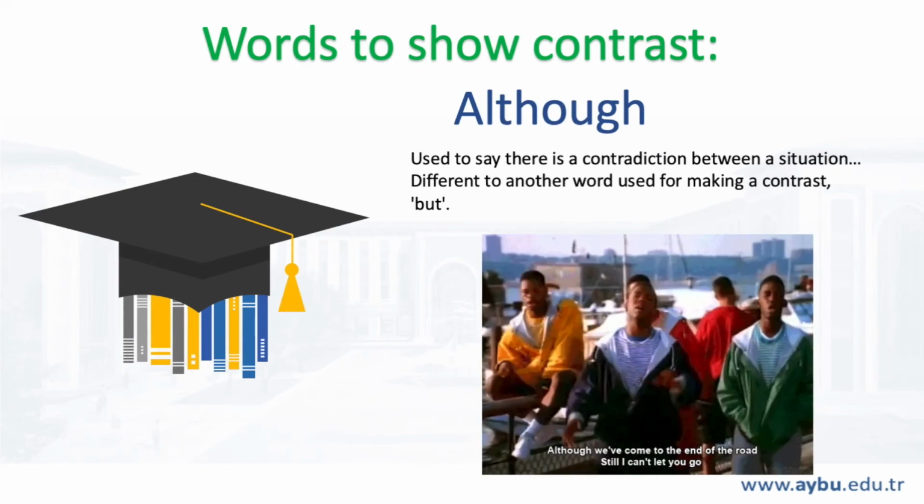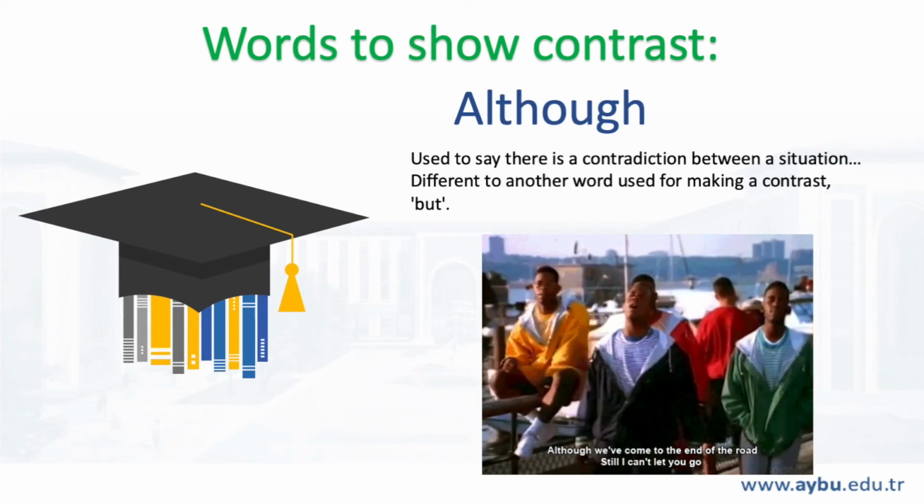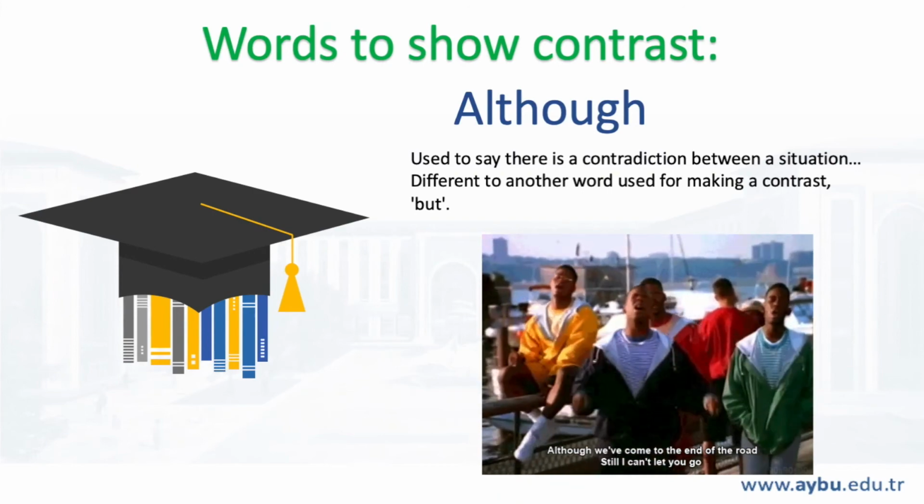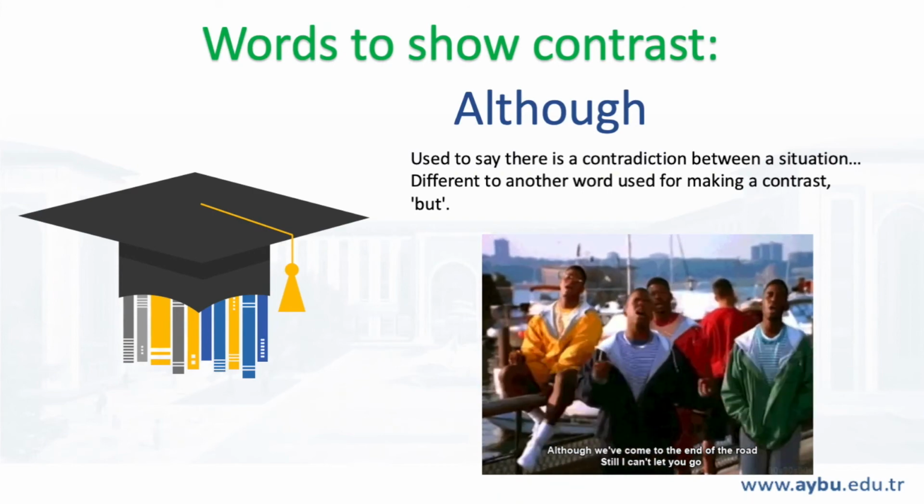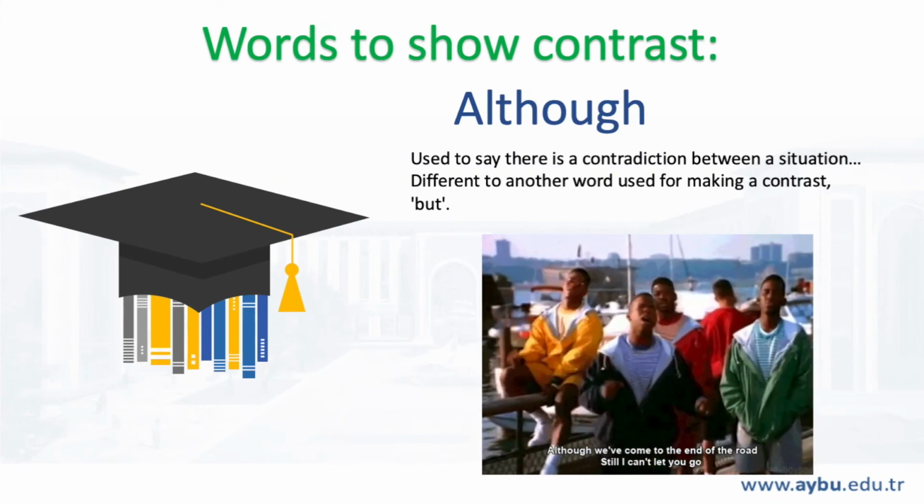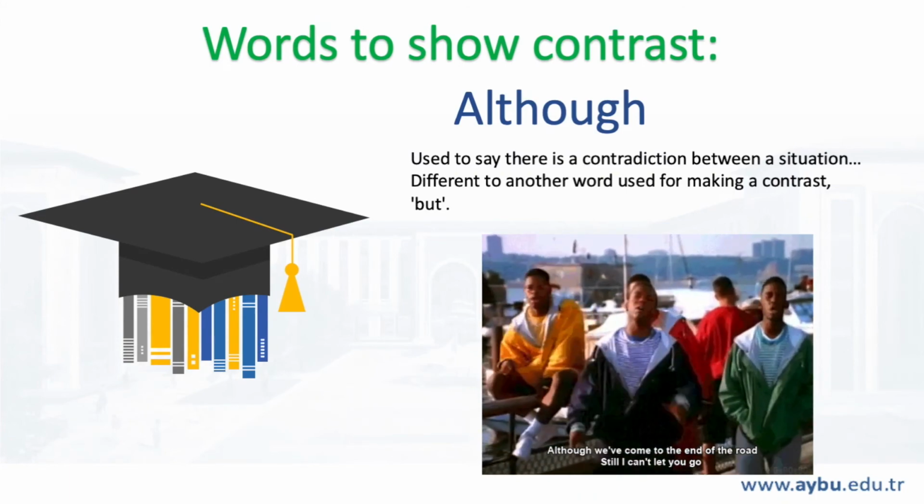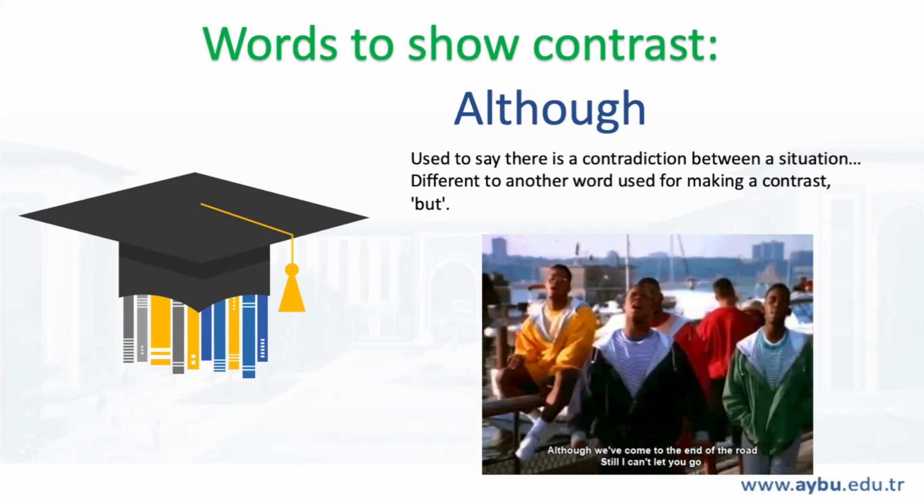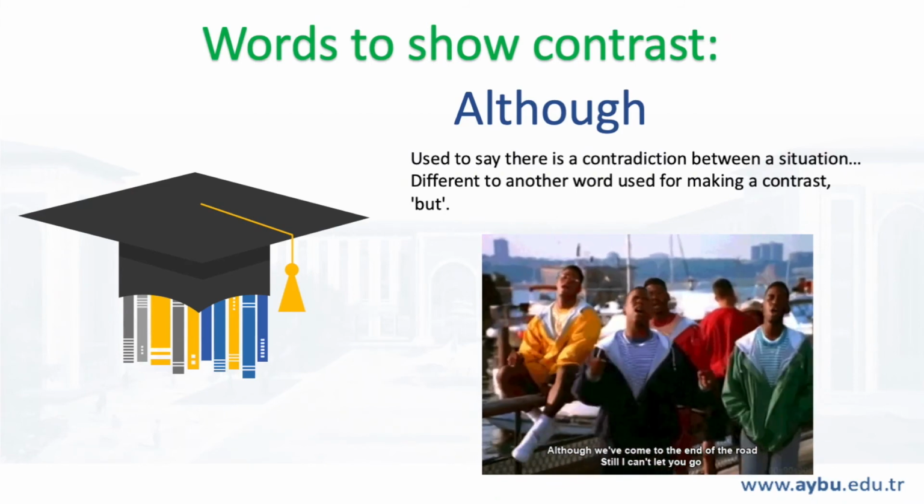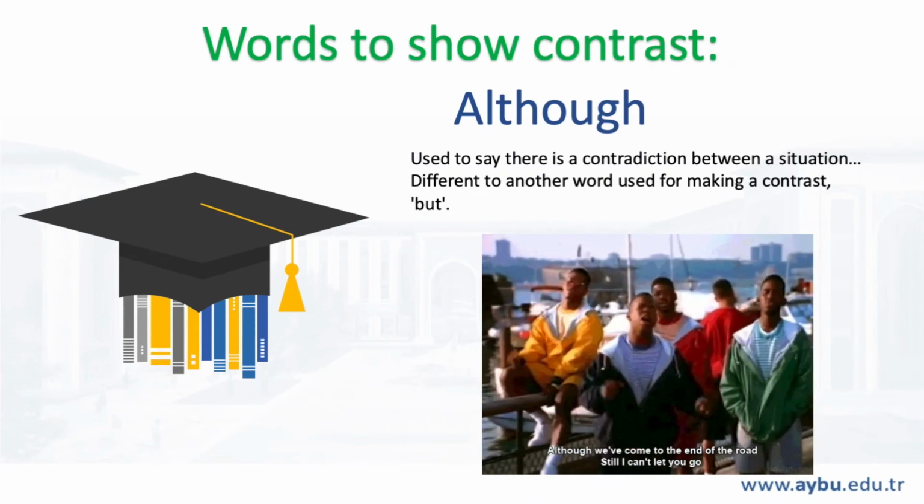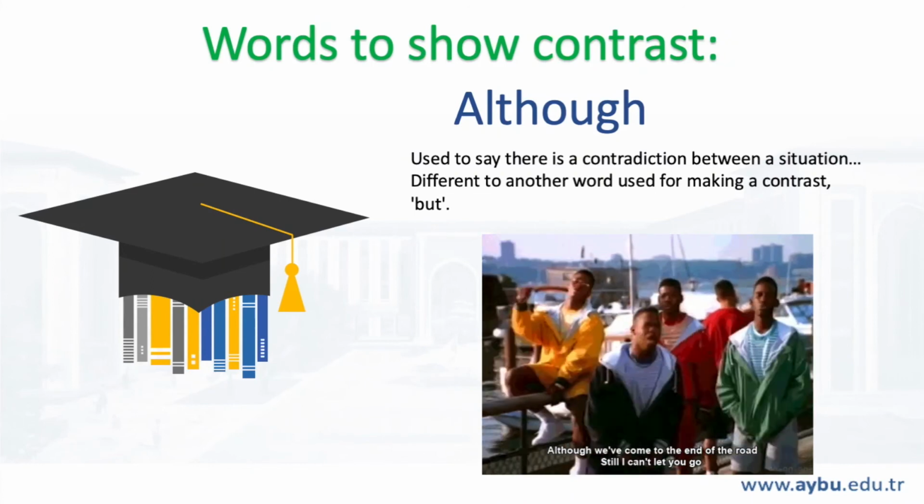The word although is commonly used to say there is a contradiction between a situation, it was raining, and what happened or will happen, I went for a walk. The word although and its synonyms are always used in front of the situation, like although it was raining. This is different to another word used for making contrast, but. With but, we use it in front of what happened or will happen, like but I went for a walk.